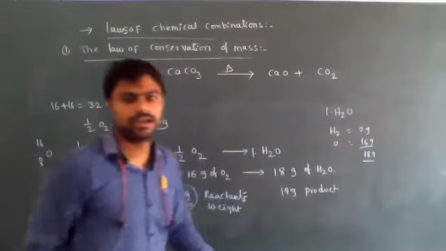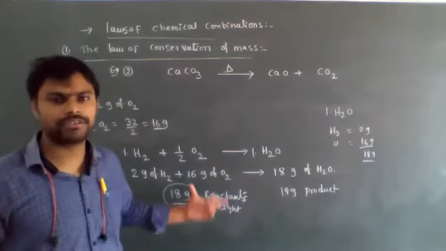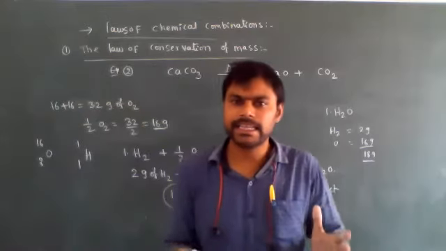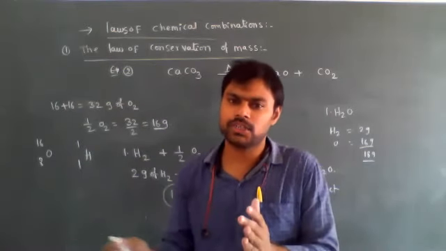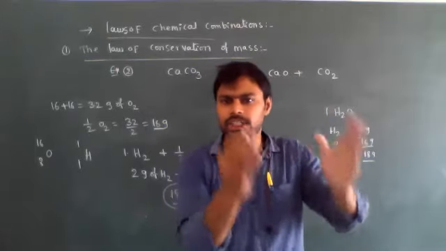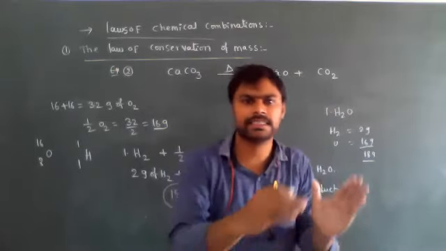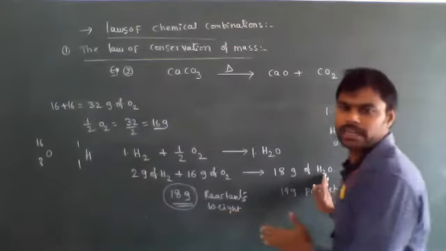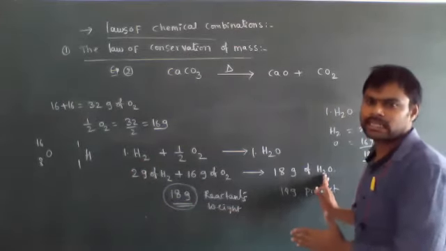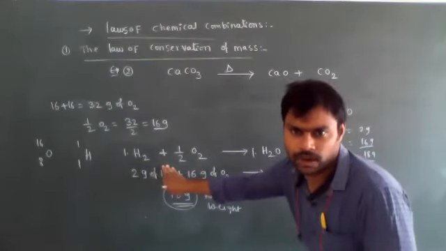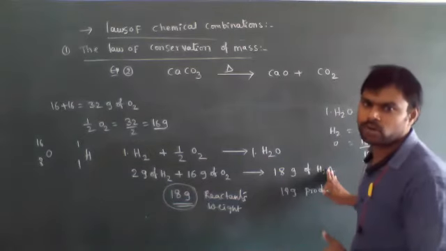This is called according to law of conservation of mass. According to law of conservation of mass means the matter is neither created nor destroyed during the chemical change. During the chemical change, matter cannot be destroyed or created. It is converted from one form to another form. Means the reactants are converted into products. The reactants are one form, the initial form. The products are the final form.